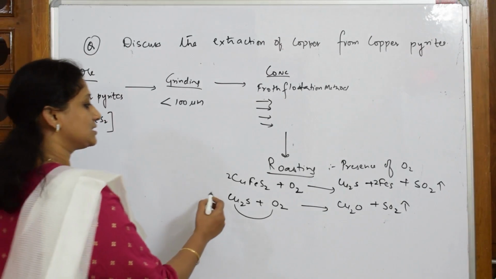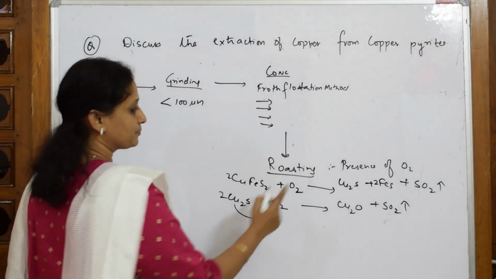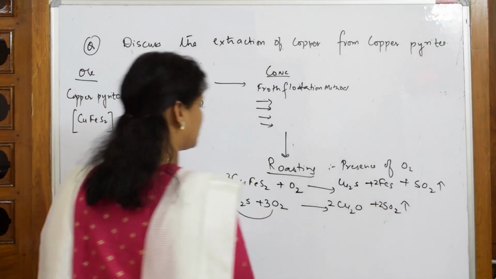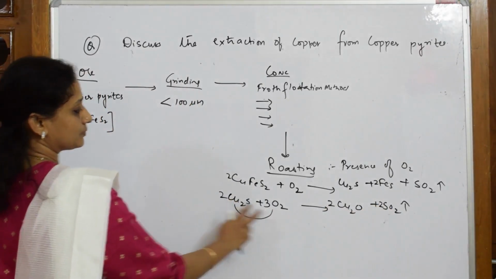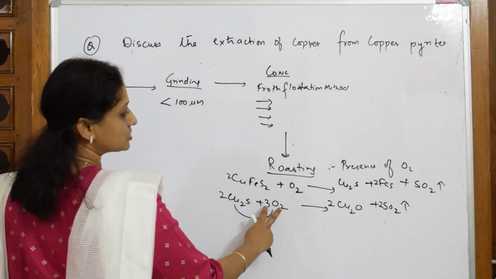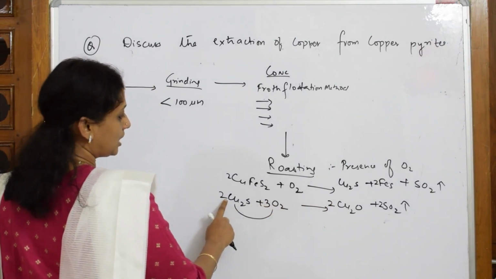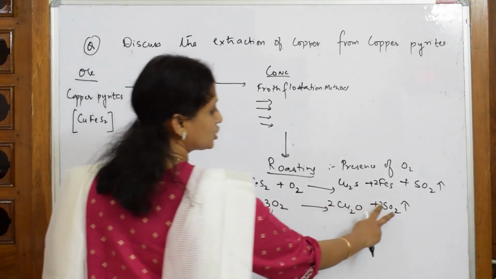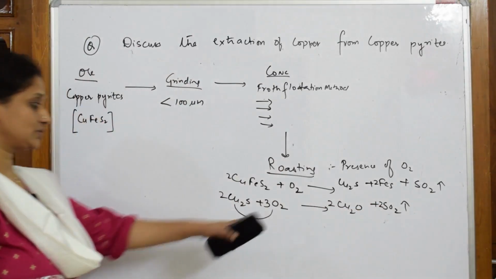Let us balance. Suppose I take 2 here, 3 here, 2 here, 2 here. Let's see. Copper 4, yes, done. Sulfur, 2 here, also 2. Oxygen: 3 times 2 is 6 here, and 2 times 2 is 4 plus 2 is 6 here, done. So this is your roasting.